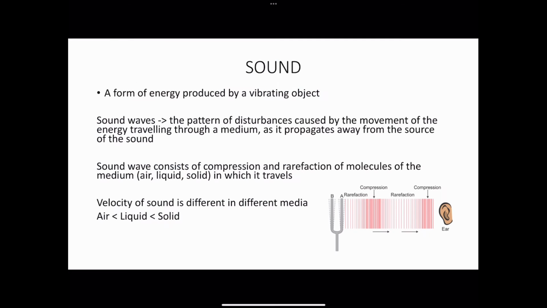So firstly, what is sound? It is a form of energy produced by a vibrating object. Sound waves are the pattern of disturbances caused by the movement of energy traveling through a medium as it propagates away from the source of the sound. A sound wave consists of compression and rarefaction of molecules of the medium in which it travels. The velocity of sound is different in different media. The highest velocity is in solids, while the lowest velocity of sound is in air.